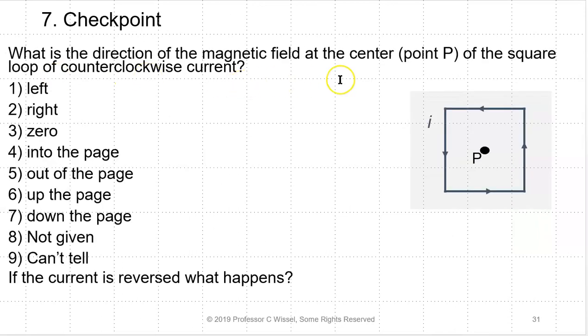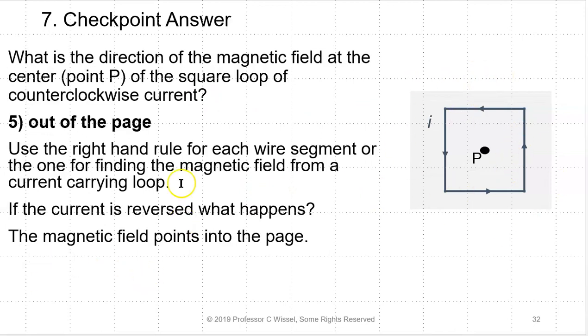In what direction is the magnetic field at the center, point P, of this square loop of counterclockwise current? Well, there are also 2 ways to do this. It turns out it's out of the page. We can use the right-hand rule for each wire segment, or the one for finding a magnetic field from a current-carrying loop. If we use the right-hand rule for each wire segment, we'll start over here. We have the current going up the page. We grab the wire with our thumb going up the page, and at point P, our fingers are pointing at you out of the page. If you do the same thing here, you get the same thing.